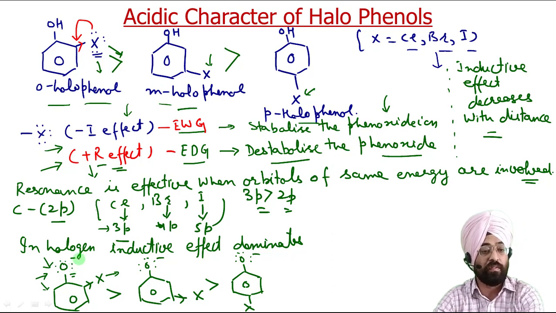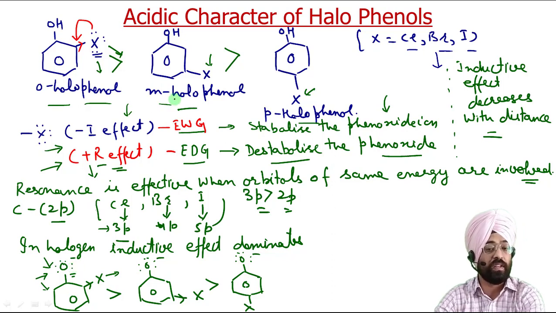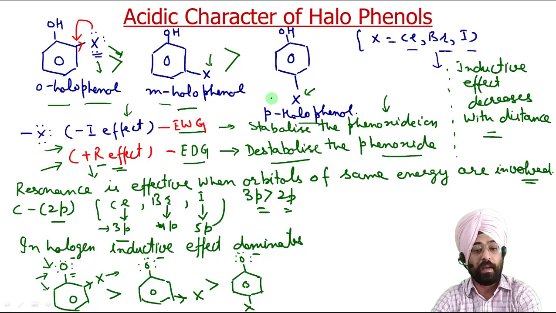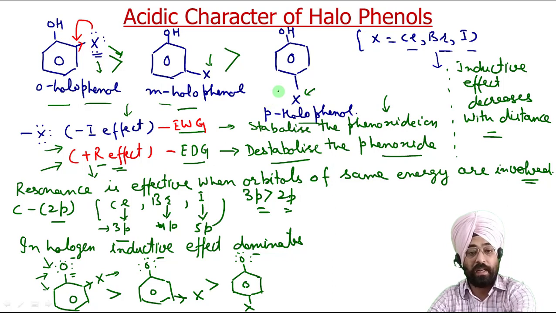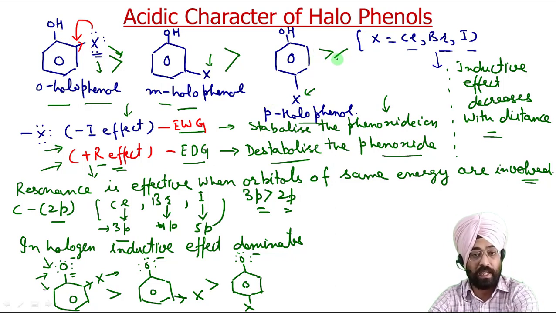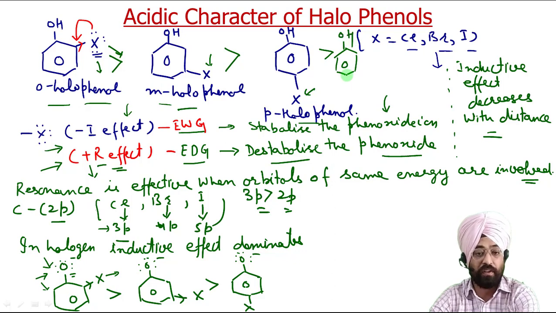So we can say ortho halophenol is a stronger acid than meta halophenol, and meta halophenol is a stronger acid than para halophenol, and these are stronger acids than phenol. So all of these halophenols are stronger acids than phenol, because in phenol there is no electron withdrawing group.